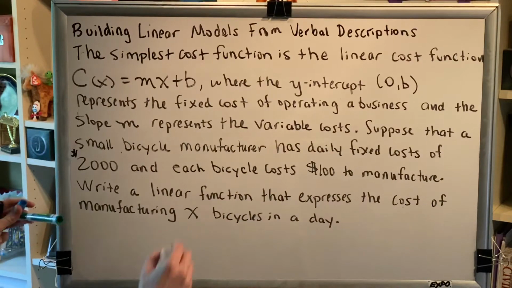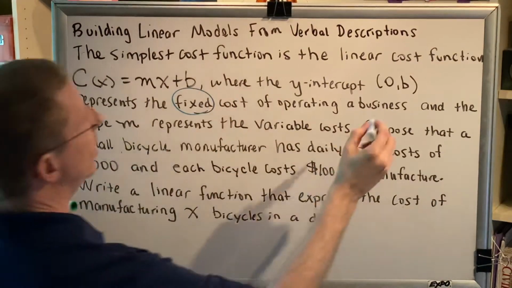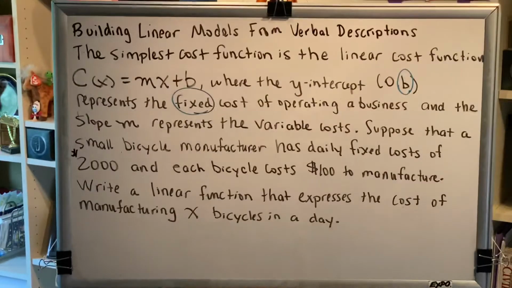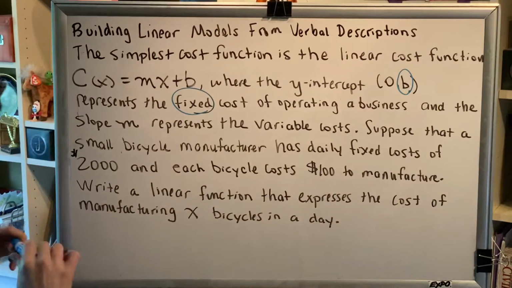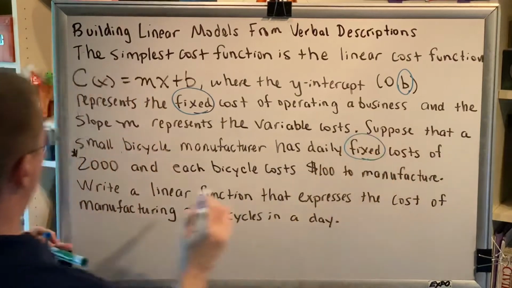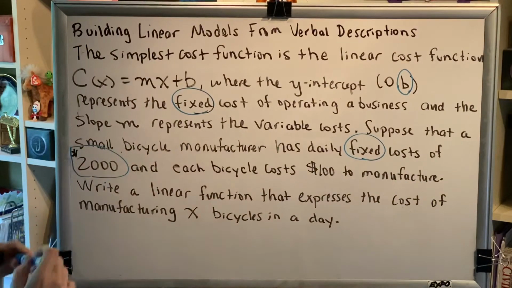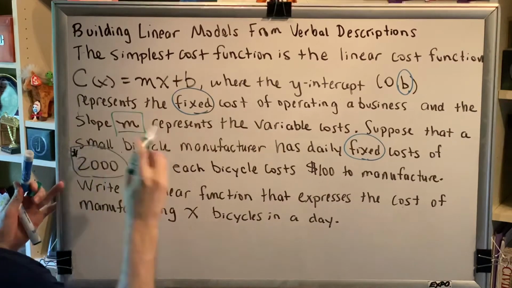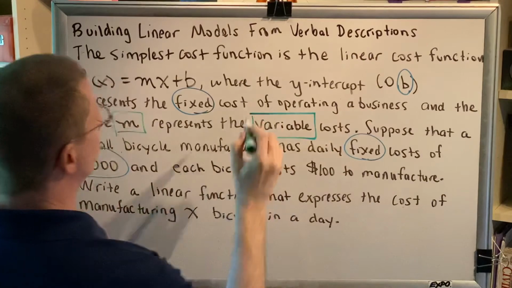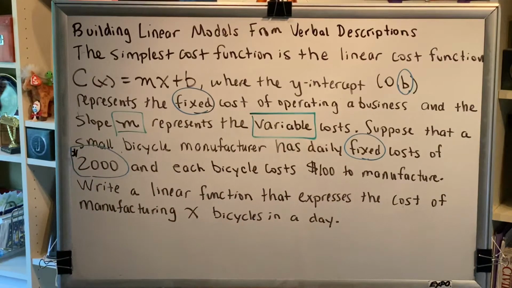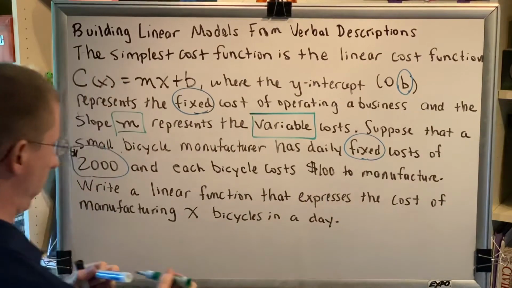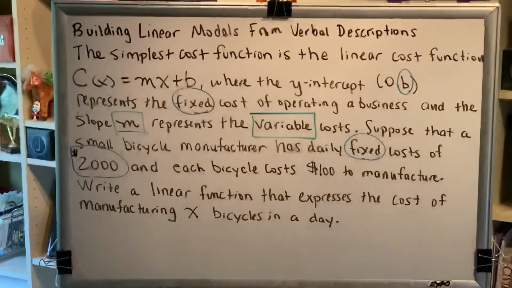All right, so we see right here that the fixed cost is being represented by the y-intercept, specifically the variable b, and that the fixed cost in this particular problem is $2,000. The next thing is that the slope m represents the variable costs, and the only other number in this problem that we haven't already identified as a fixed cost is this right here, $100. So we just need to figure out if that is a variable cost or not.